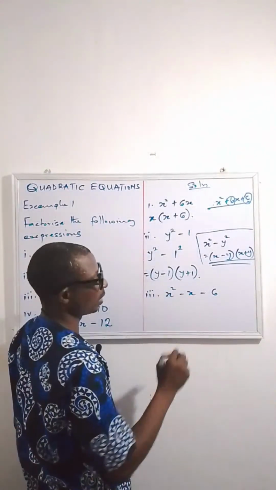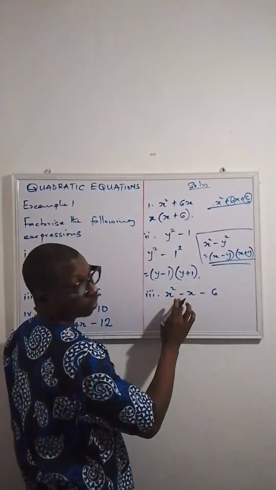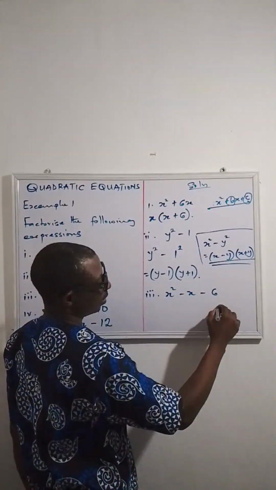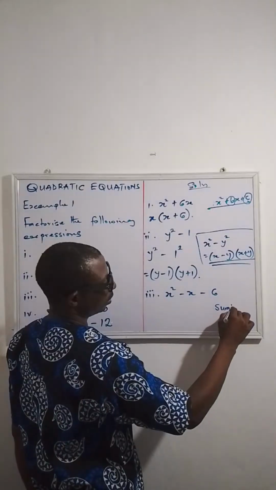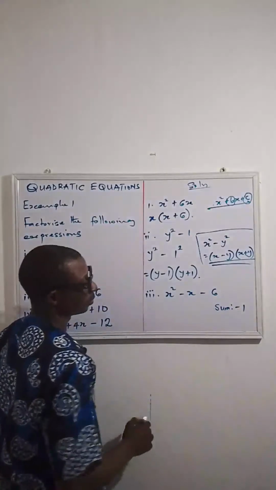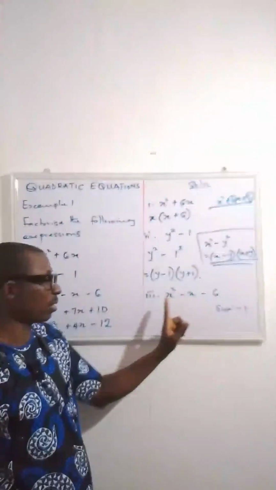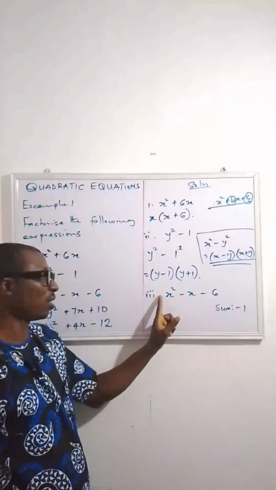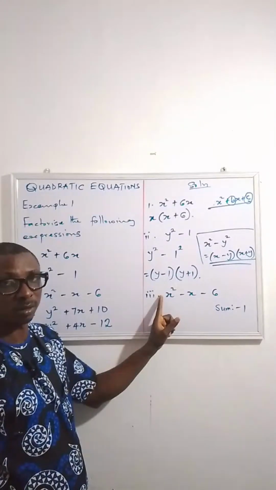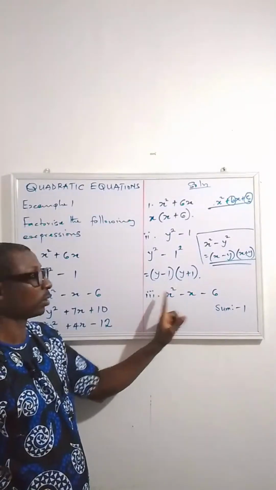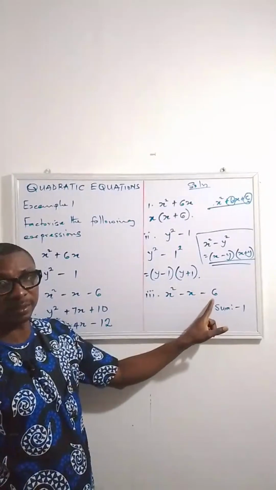That is minus 1, so that is called the sum. So we write that out. Sum is minus 1. Now the next thing is the product. Now look at what we have here. The coefficient of x squared here is 1, and what we have here is minus 6.